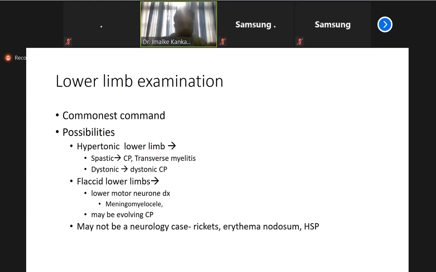And very importantly, sometimes lower limb examination may not be neurological in origin. Even in the last exam we gave a case of rickets, right? And in the command we mentioned, okay, start with inspection of the lower limb and then proceed. That's how we gave the command. So it may be a case of rickets, erythema nodosum, it may be a chest pain, right?